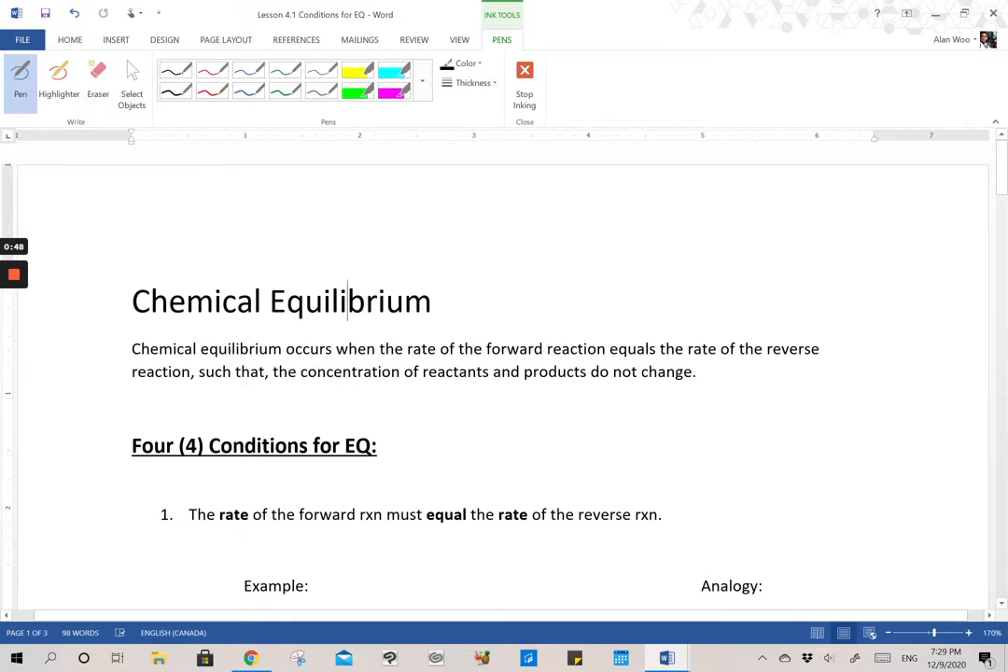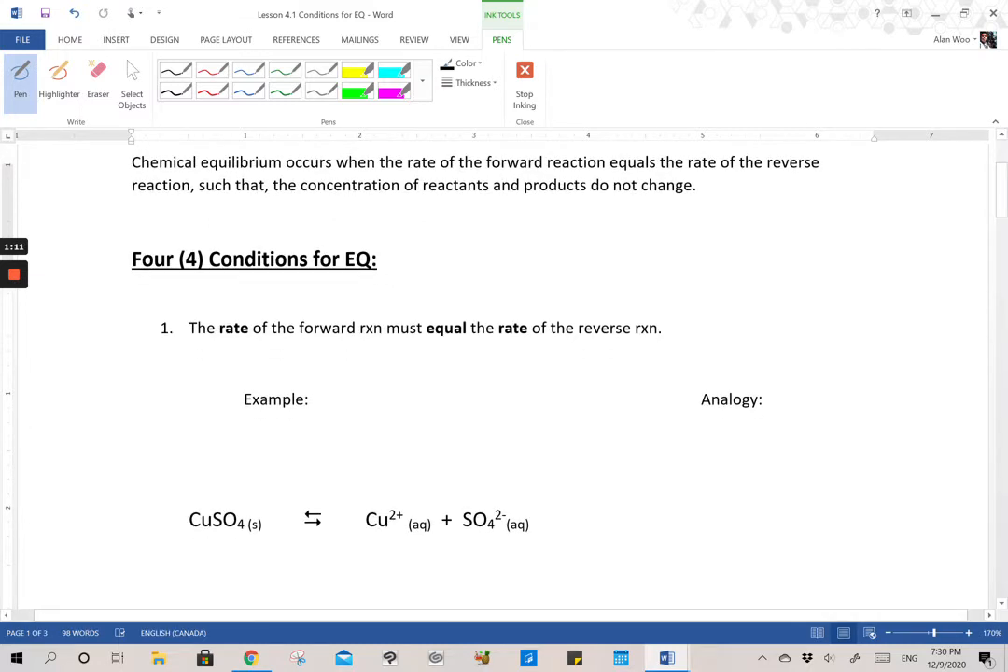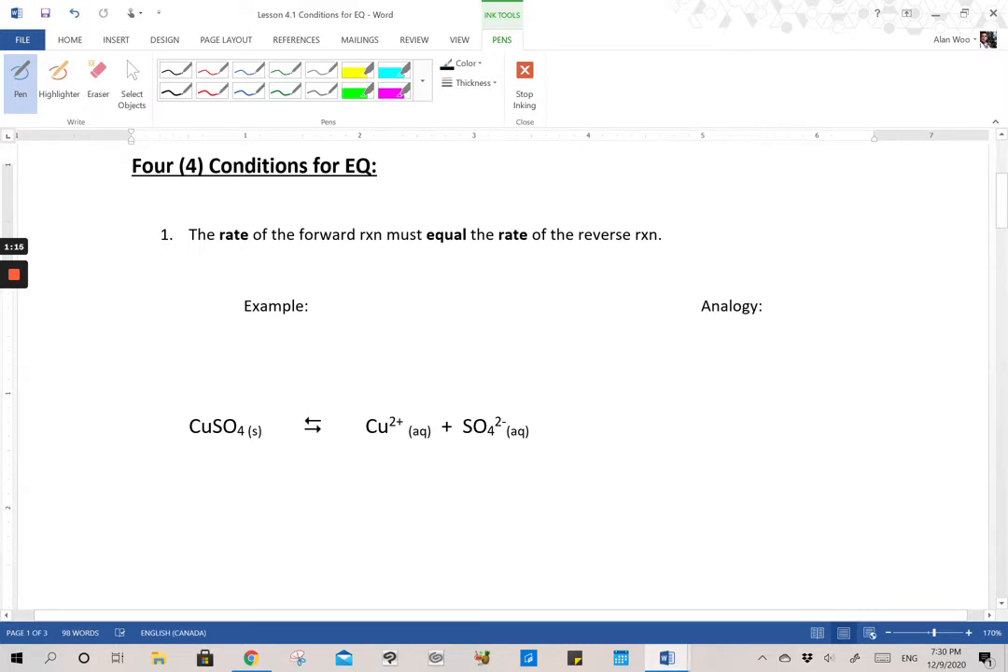So in order to achieve this state of dullness, there are four conditions. Now, the first condition we talked about in the previous class, but we'll re-examine the facts here. So, the first condition: the rate of the forward reaction must equal the rate of the reverse reaction. So, let me give you an example, and then afterwards I'll give you an analogy.